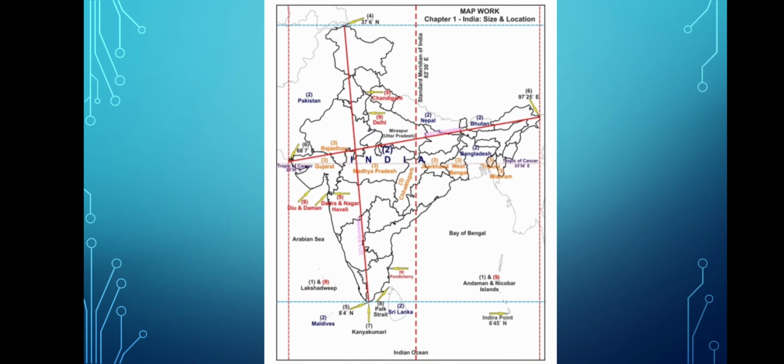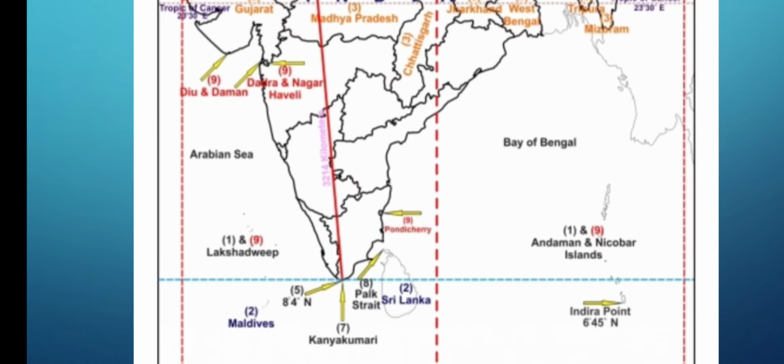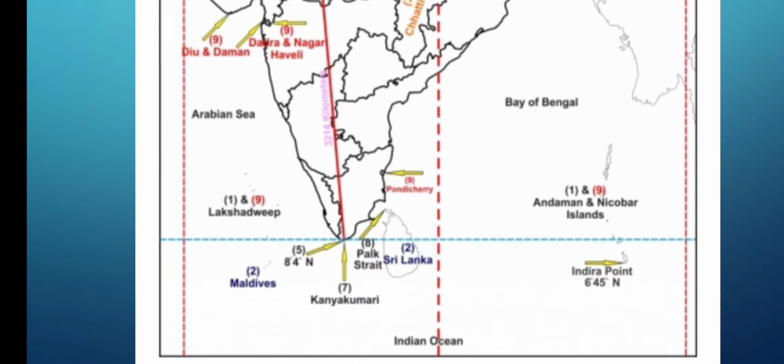Now let us come to the latitudinal and the longitudinal extent. You have already read in the chapter. India is located in the northern hemisphere. So you can see the southernmost point of the Indian mainland, that is this part, which is also known as Kanyakumari. So it is 8°4' north. See this 8°4' north, it's the southernmost latitude of India.